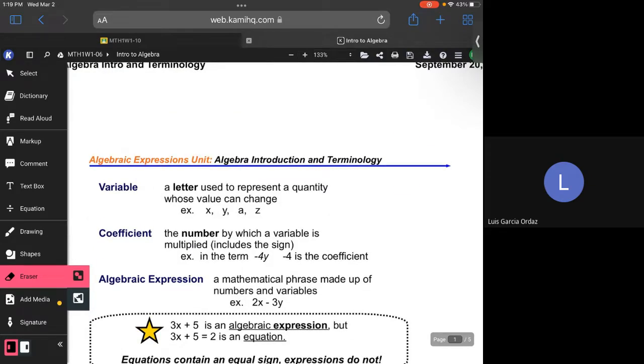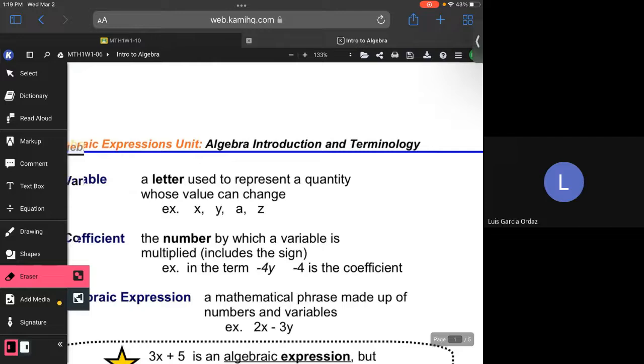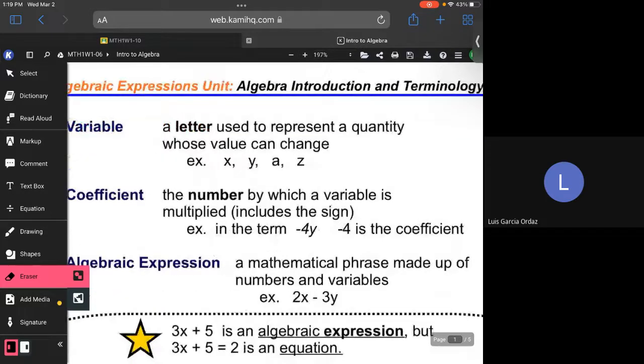So the first one is a variable. A variable is a letter used to represent a quantity whose value can change. So we can have x, y, a, z. We can literally have the whole letters of the alphabet. They can all be considered variables as well. The reason being is because I can assign any of these variables to a value.